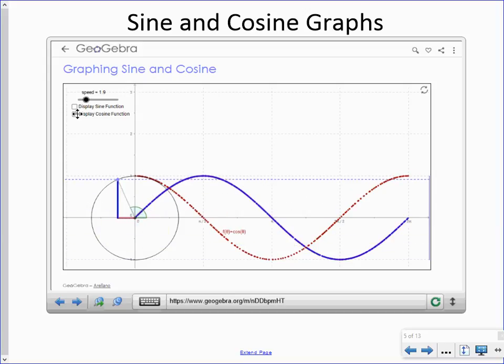Their graphs are really very similar in look. The main difference would be where their starting point is, and that's what we're going to focus on tomorrow when we actually graph the sine and the cosine function. I would describe them as waves.